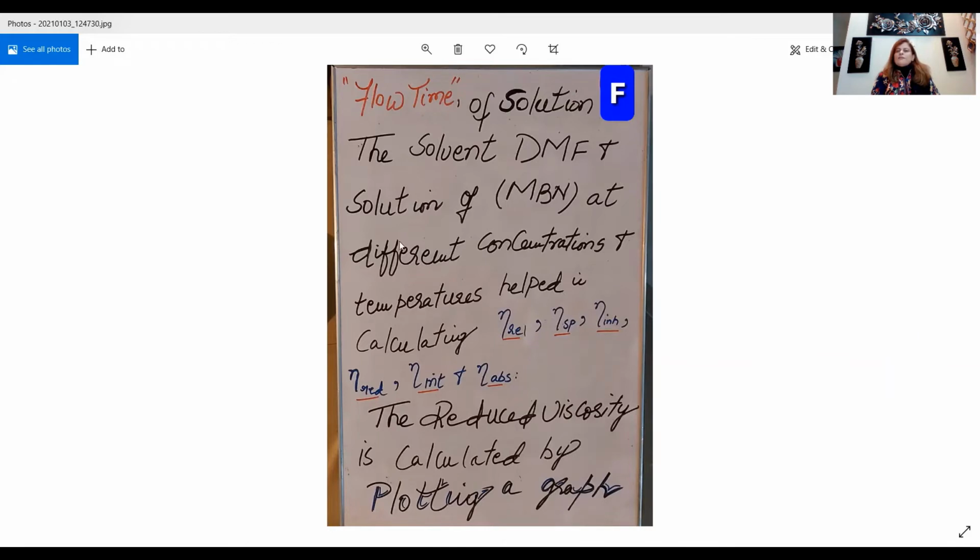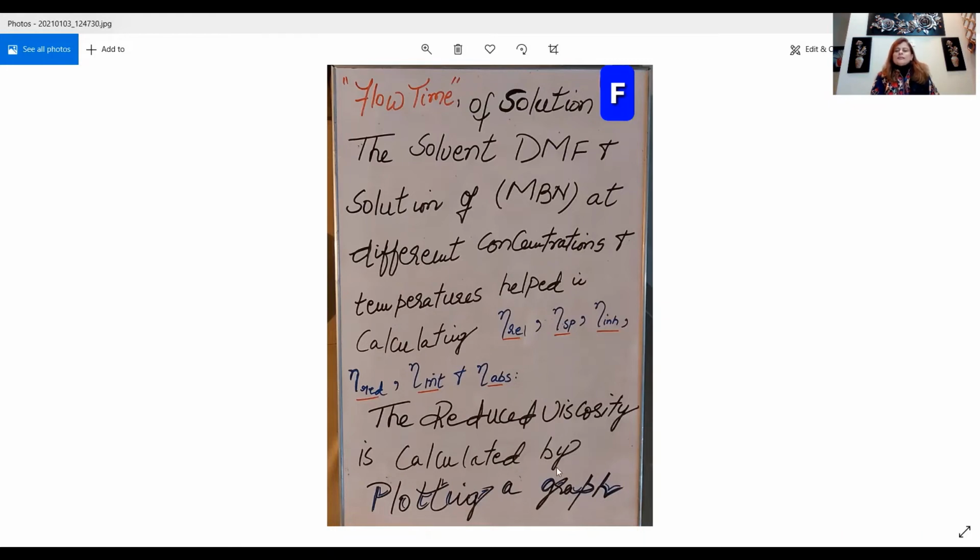The solvent DMF and the solutions of ambient at different concentrations and temperatures helped in calculating relative viscosity, specific viscosity, inherent viscosity, reduced viscosity, intrinsic viscosity, and absolute viscosity. Yes, of course, these were all the viscosities that were calculated when we measured the flow time of our solution of ambient. Today's mission is to calculate the reduced viscosity.